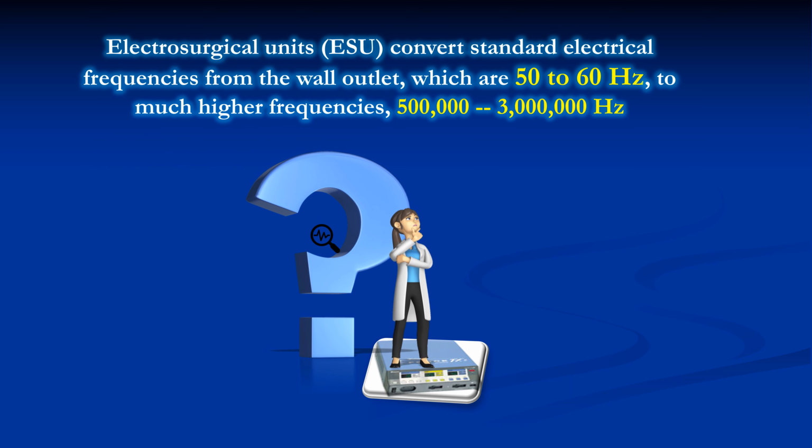The generator or electrosurgical unit has three main functions. First one, conversion of the low electrical frequency of the mains, 50 to 60 hertz, to a higher frequency, 0.5 to 3 million hertz. The second function, adjustment of the wattage and indirectly the voltage. And the third function, to control the duty cycle. And the question now: why are we converting low frequency current, 50 to 60 hertz, to high frequency current? Think about the answer.